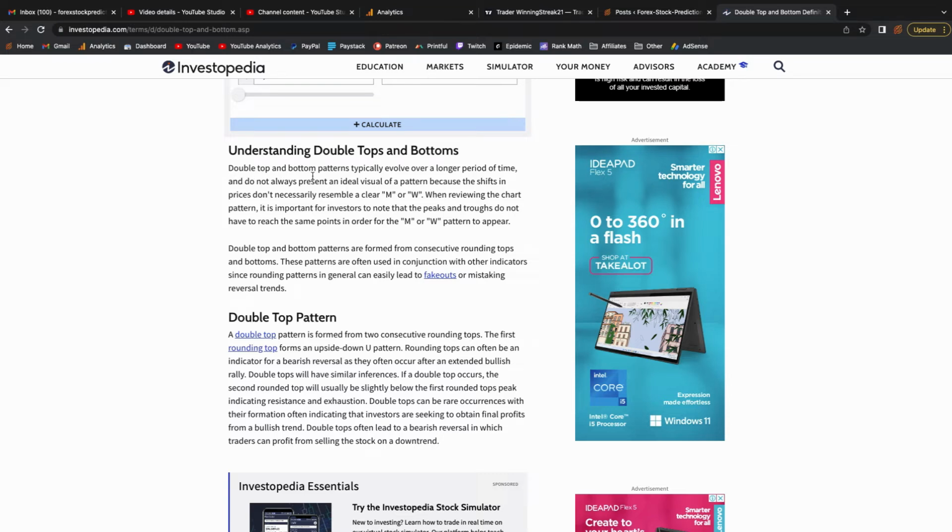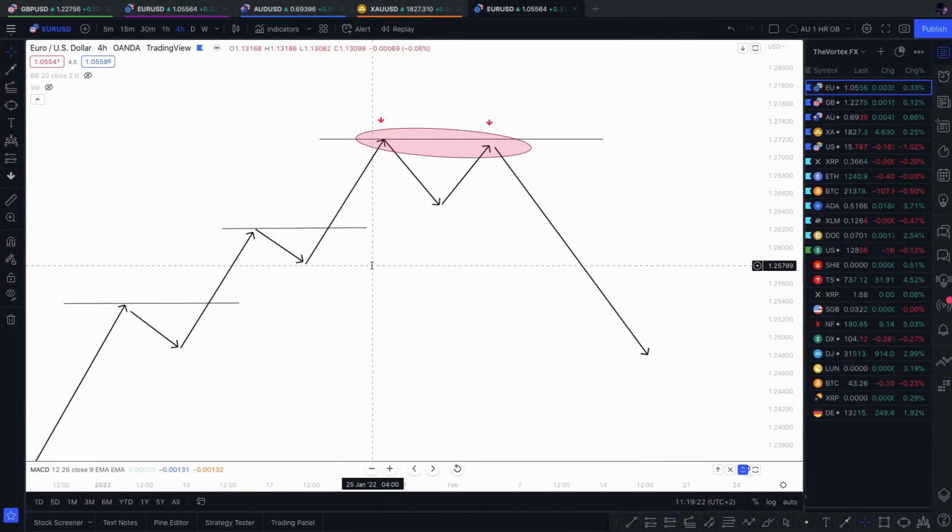Double top and bottom patterns typically evolve over a longer period of time, right? And do not always present an ideal visual of a pattern because the shifts in prices don't necessarily resemble a clear M or a clear W, right? So this is everything in trading. When we are looking at patterns, they are not always going to be so clear and concise, so clearly an M or a W. Yes, a lot of the time they do. They can look that simple, and a lot of the time they don't.